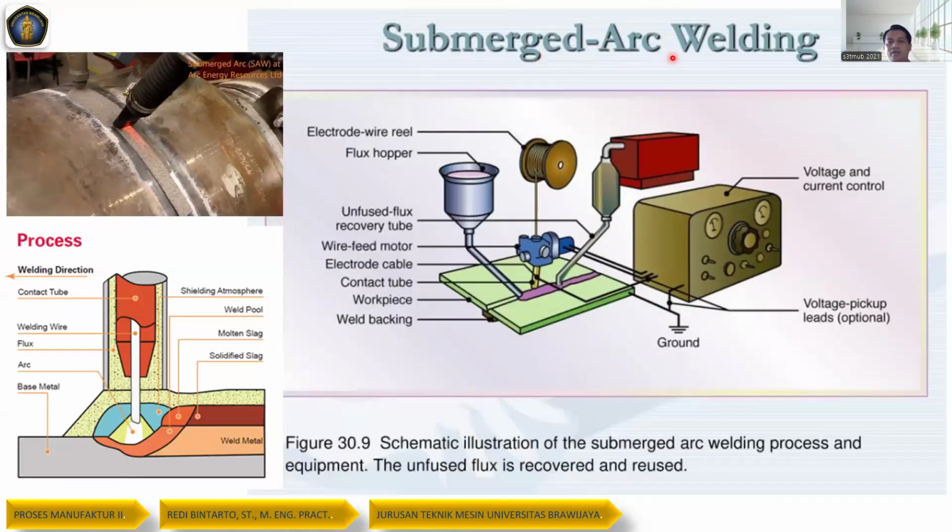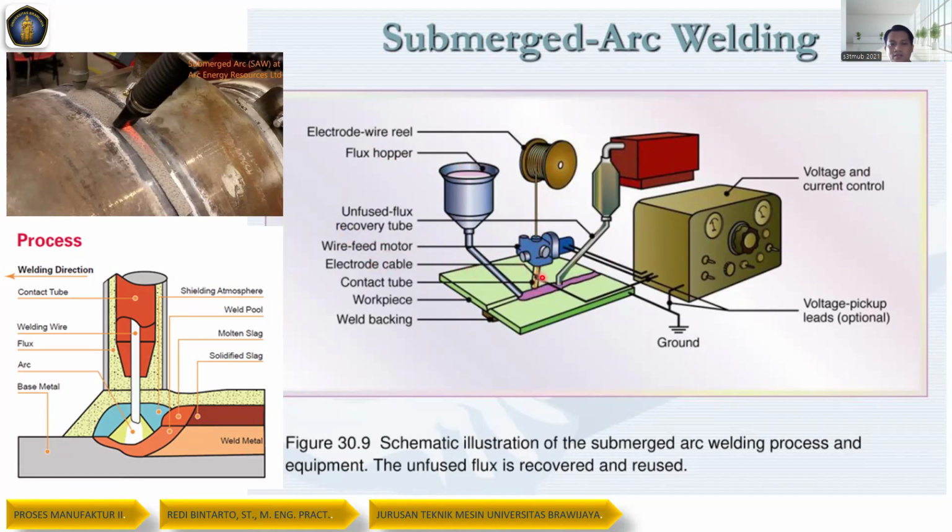Next is submerged arc welding. You can see here the instrument of the welding. There are power sources, with voltage and current control here. Then there is an electrode wire reel here, and this is the wire. The flux hopper is here, where the flux is given during welding. And the wire feed motor makes sure that the wire comes into this welding area.